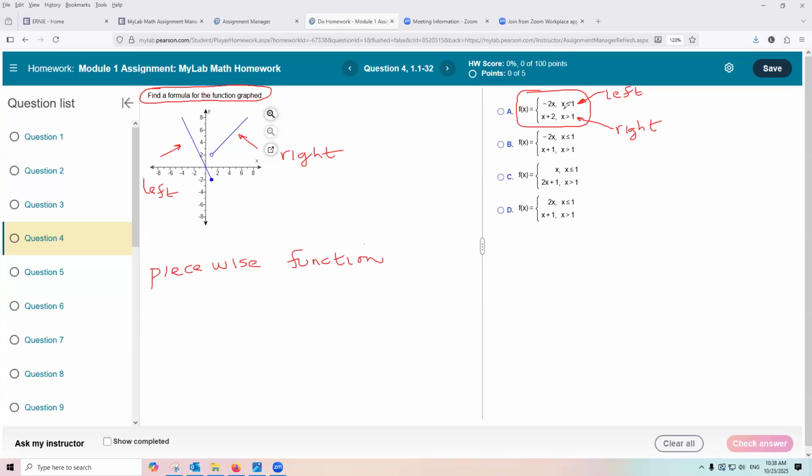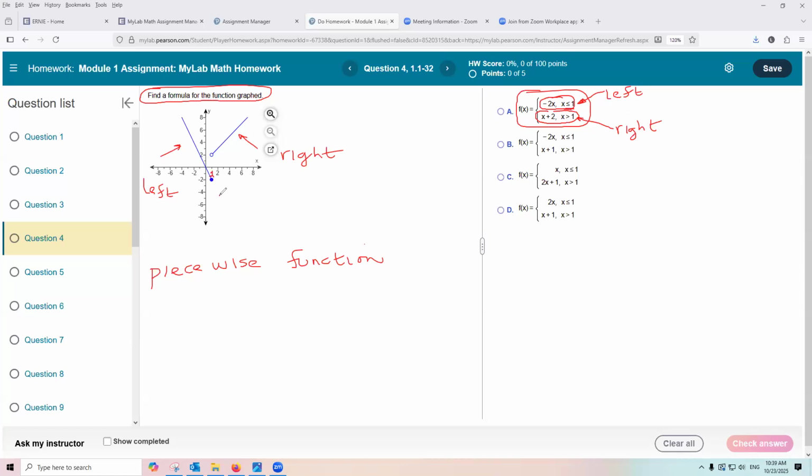And notice it says here x less than or equal to 1. So here's 1 on the x-axis. So that's describing the left side of the graph. And then it says x greater than 1 is a different equation for the graph. So what we really have to do is come up with an equation for the left side, an equation for the right side, and notice that this transition happens at x equal 1.